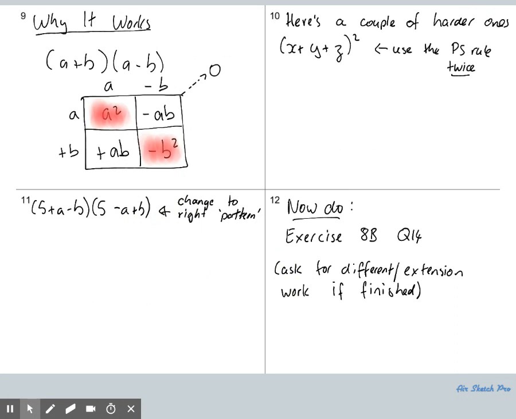See how you went. It was A plus B and then A take B, and then you went down the box and then across the box. Does that matter? So all the box methods work for the one.